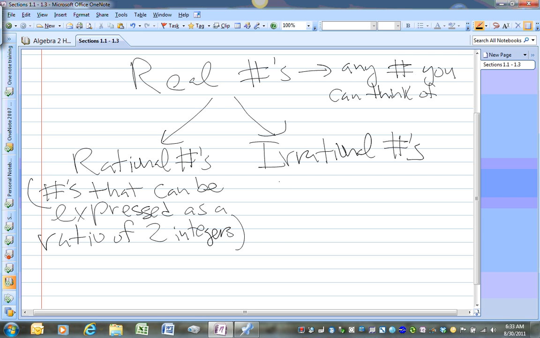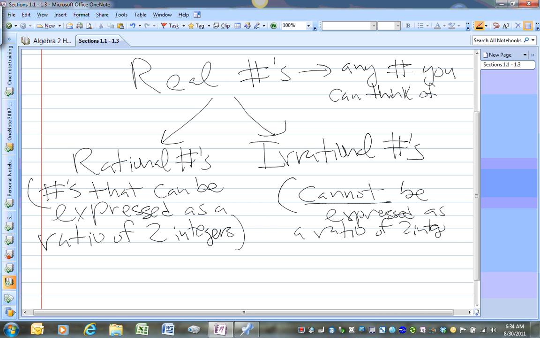Irrational numbers cannot be expressed. I emphasize cannot as a ratio of two integers. Let me give you some examples.